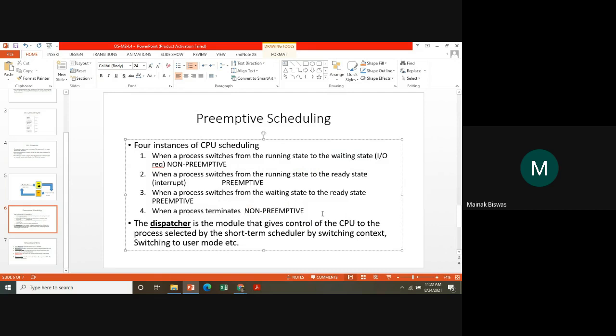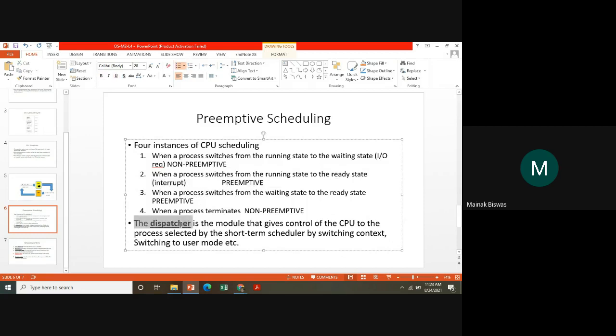In these you cannot preempt a process. But these other cases can be preemptive. That is, when a process switches from the running state to the ready state, an interrupt takes the process out of the CPU and puts it in the ready state. And when a process switches from the waiting state to the ready state, that is also an interrupt; the IO requirement is complete, and it is put into the ready state again. So whenever it is in the ready state, the CPU scheduler starts with.